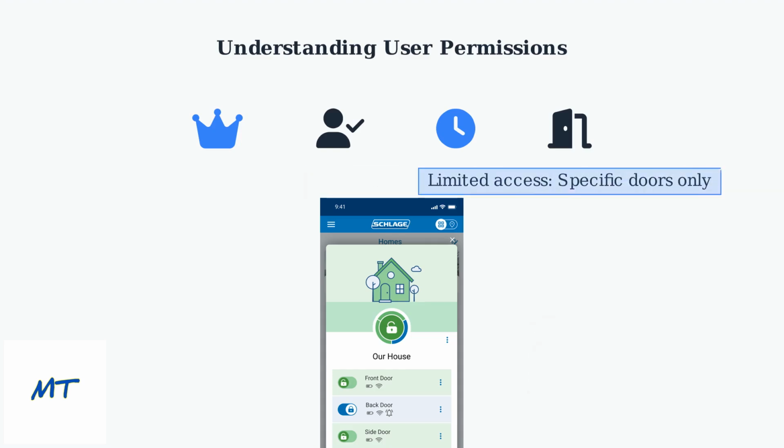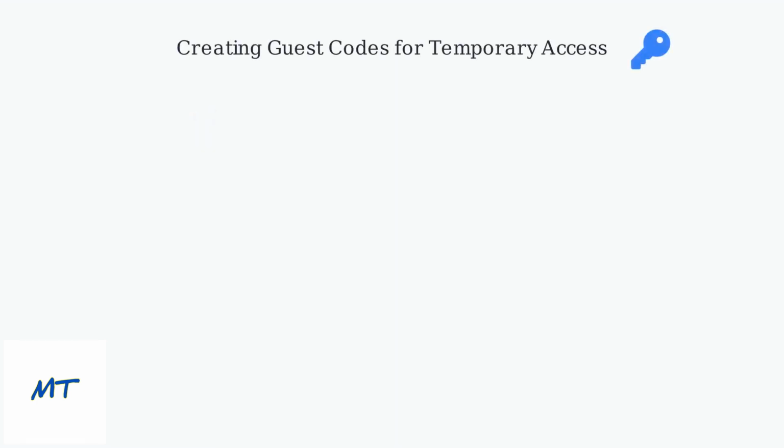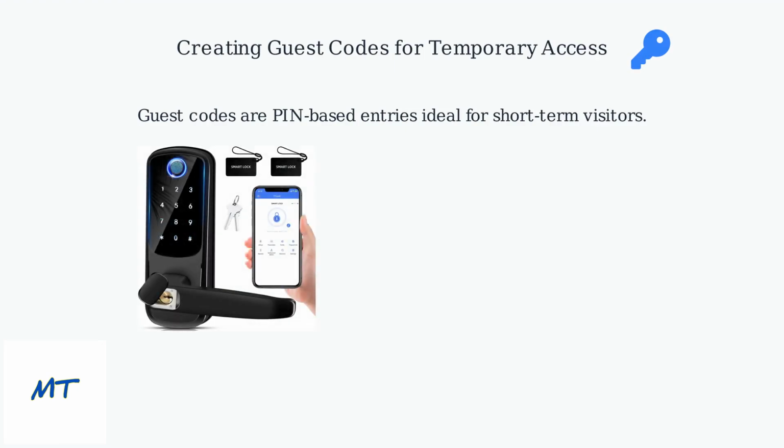Limited access can restrict entry to specific doors if you have multiple Schlage locks, providing precise control over which areas the user can access. Guest codes are PIN-based entries, ideal for short-term visitors. Navigate to Access, then Codes and Add Code. Set a custom 4-8 digit code, along with start and end times. You can share the code via SMS or email directly from the app. Remember that codes work offline but lack audit logs compared to virtual keys.